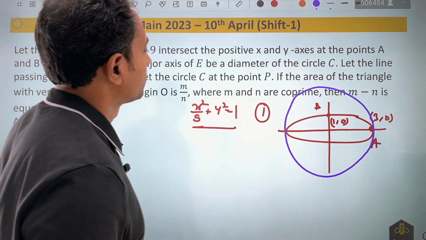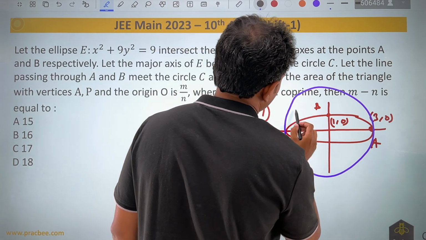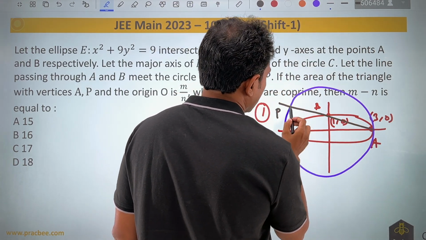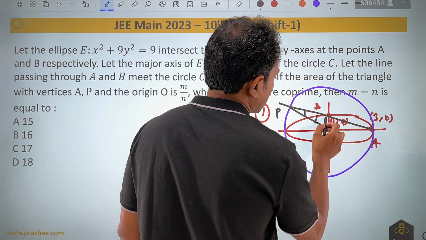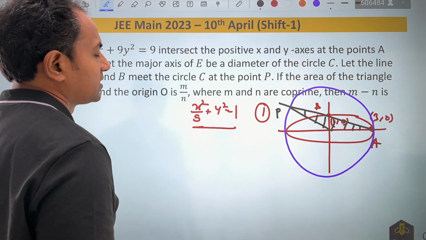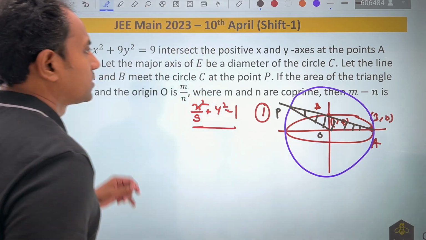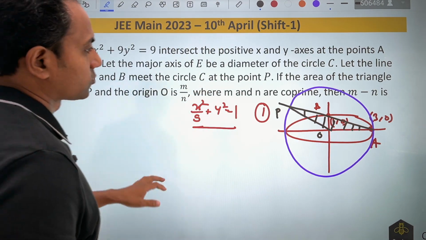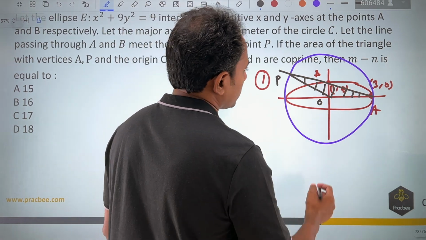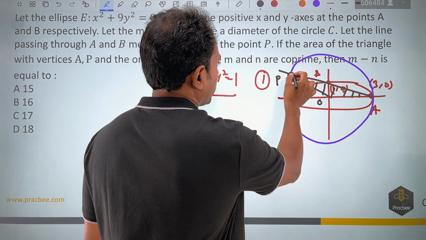Now once they have done, they have extended this AB to intersect the circle at P. What they are asking is what is the area of this triangle AP, AC, let us say origin. Yes, this is the triangle whose area they want us to find. So what are we going to do? We are going to simply find this point P.